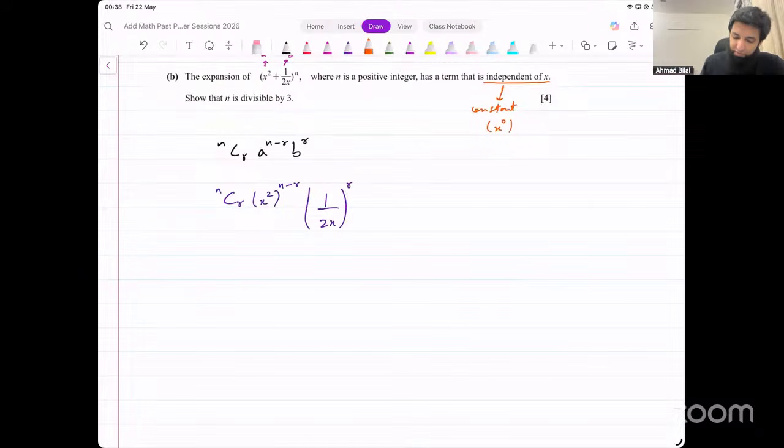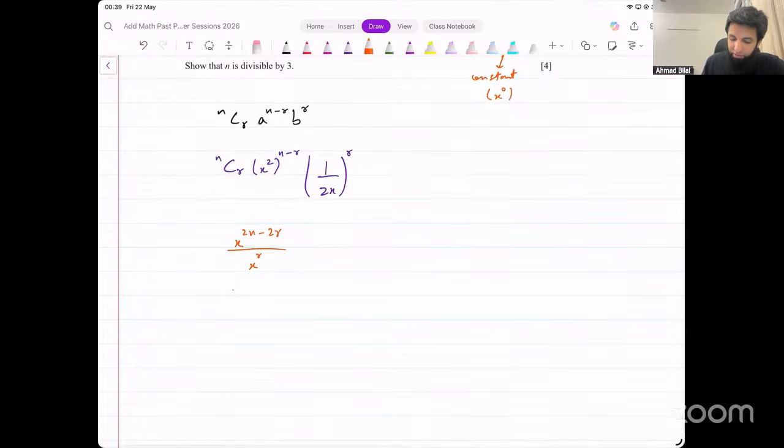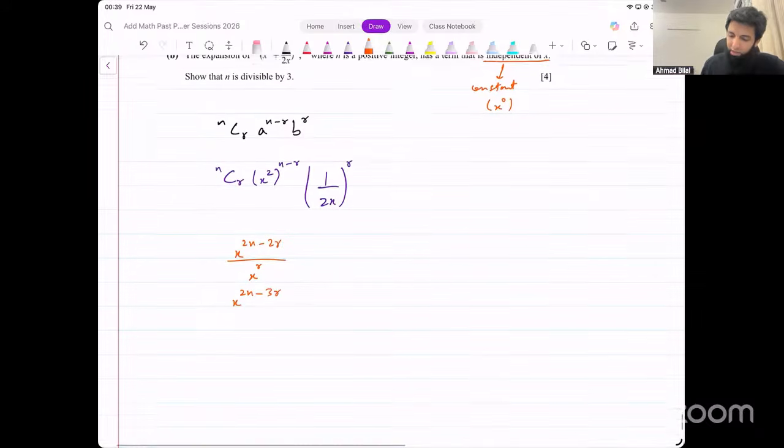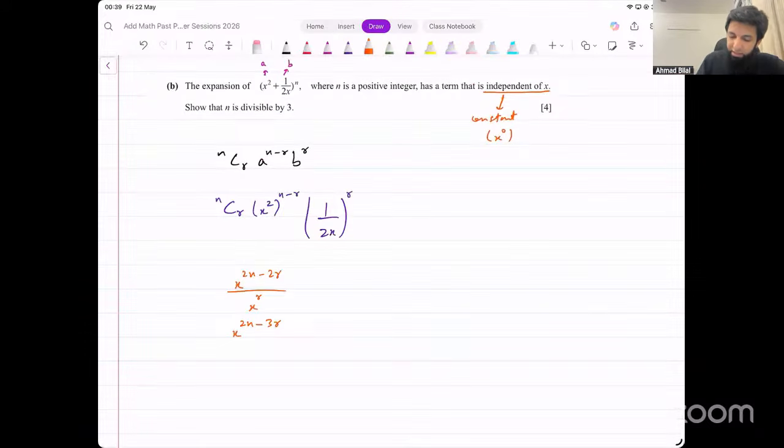Now, let's think of the powers of x. x raised to power 2n minus 2r. That is what we have in the numerator. Forget about the constant for now. In the denominator, we have x raised to power r. Okay, let's simplify this further. This will simplify to 2n minus 2r minus r, which becomes 2n minus 3r. So now what they're saying is, this expansion has a term that is independent of x.